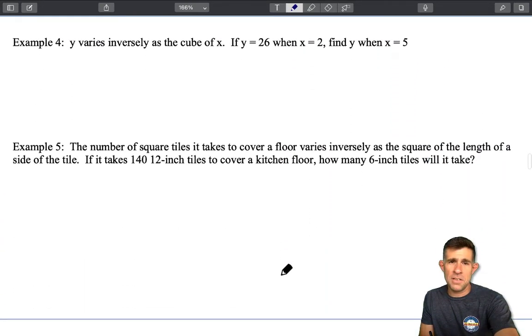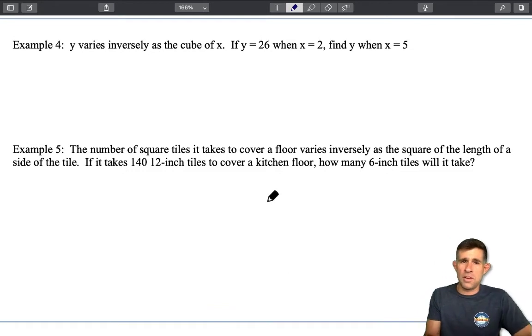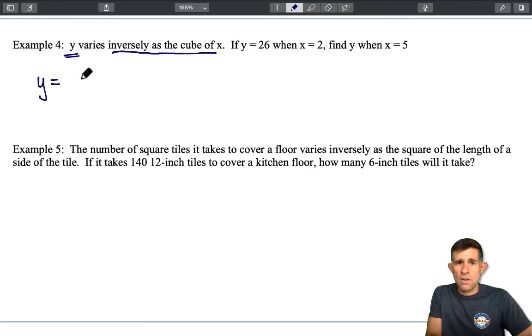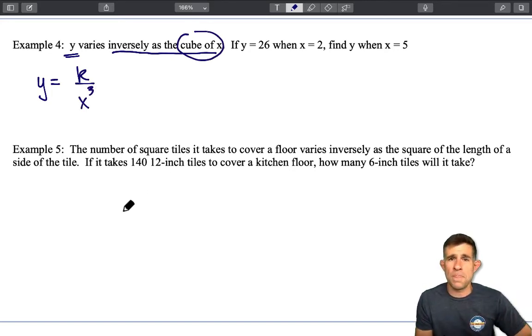All right, let's take a look at two more examples here. This is one that's going to get us to practice writing that equation. We have y varies inversely as the cube of x. So let's pause there and let's write that equation. Y varies inversely with the cube of x. And I'm going to circle that so I know that it has to be x to the third power. Y is my dependent and x is my independent.